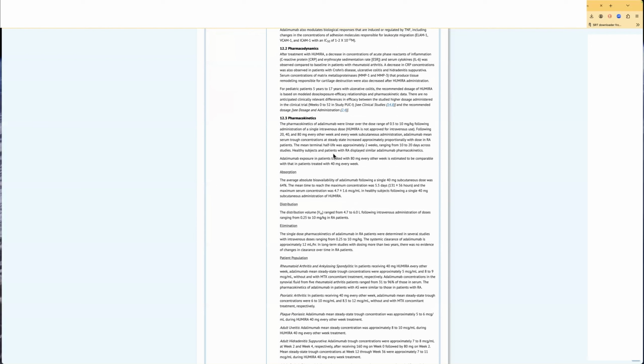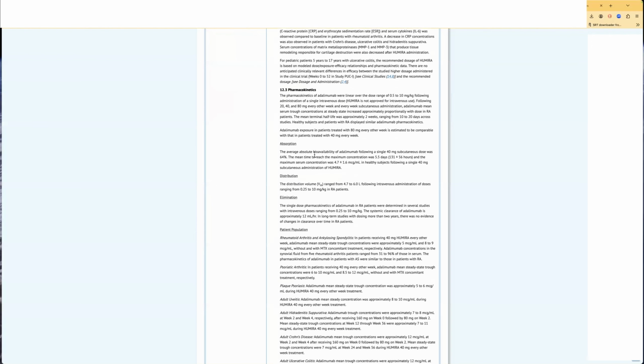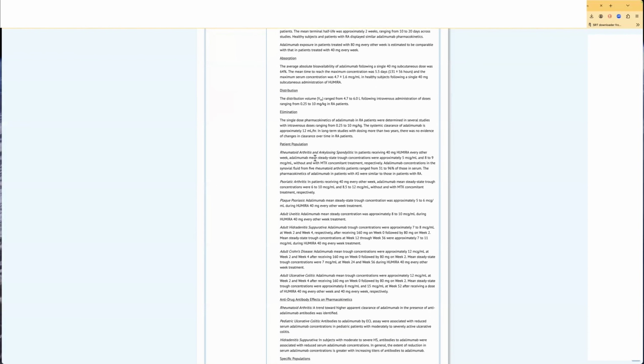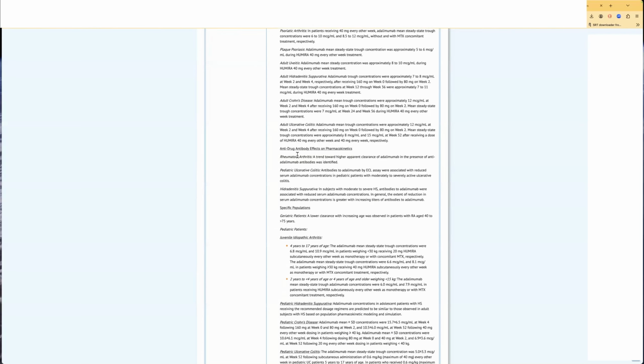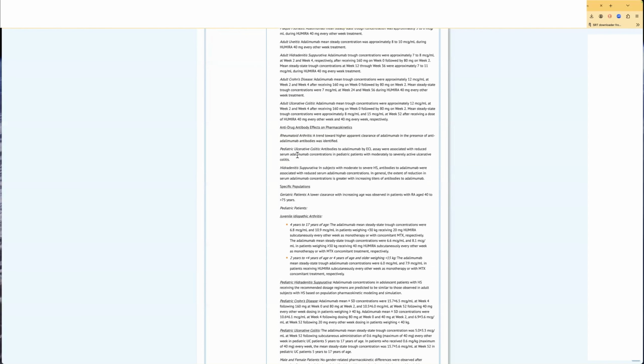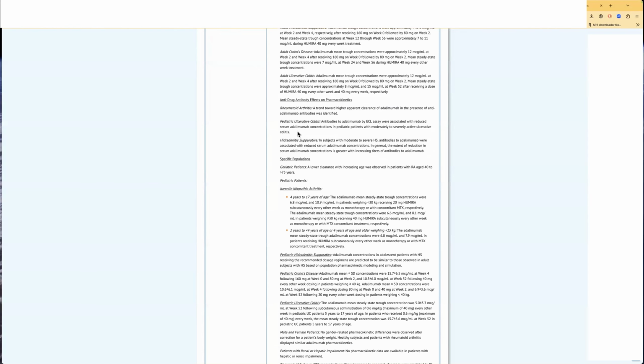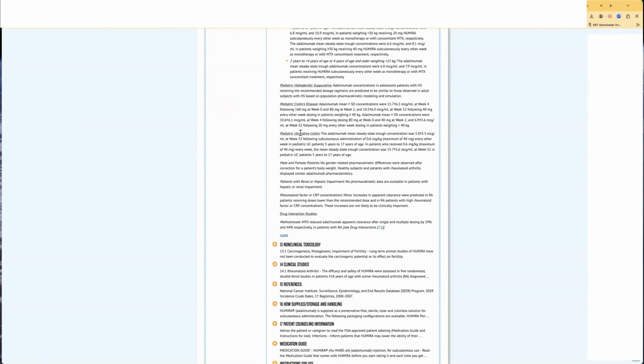So here we talk about pharmacokinetics. And obviously, you also talk about the patient population, and we have very comprehensive information, several paragraphs related to the drug. And here we have anti-drug antibody effects on pharmacokinetics as well. So it's much more specialized, much more in-depth information that you can find in the product label.